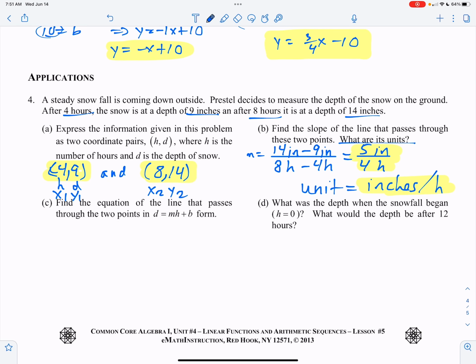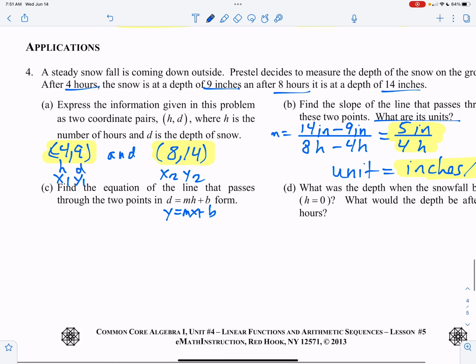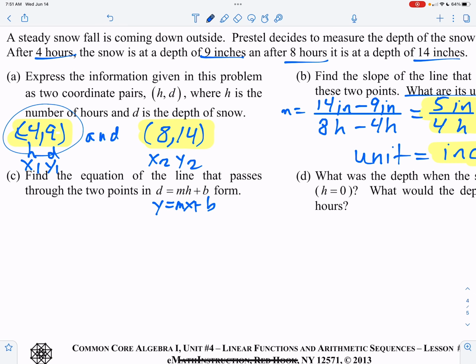Okay, find the equation of a line that passes through, d equals mh plus b, where this is normally y equals mx plus b, right? But x is h and y is d. So pick a point. I'm just going to go ahead and choose the first one. So I'm going to go 9 equals my slope, 5/4, times h, which is my 4, plus b.